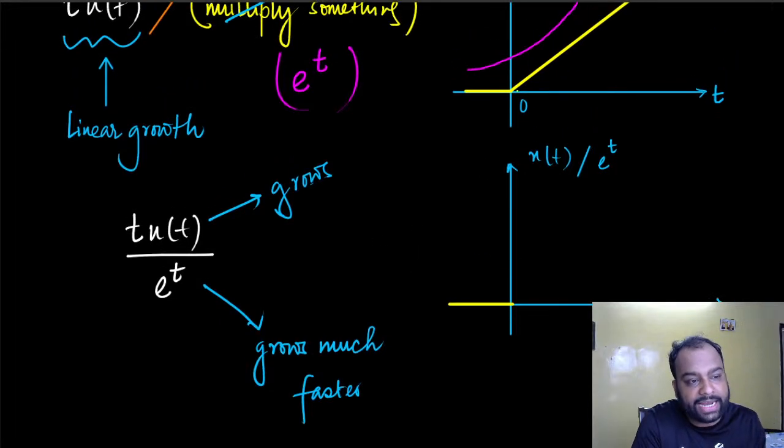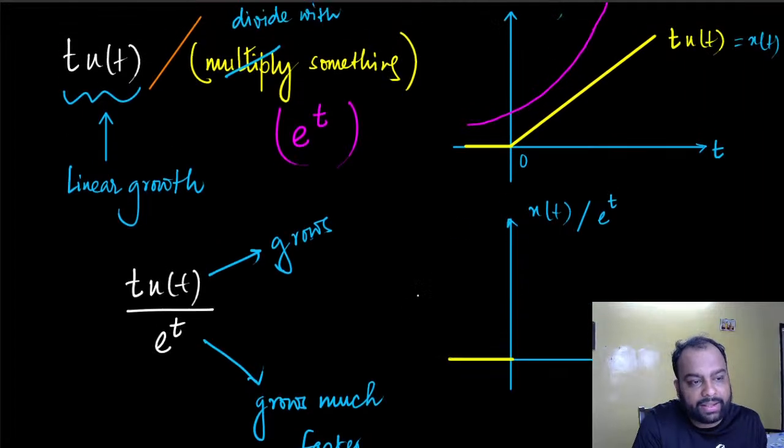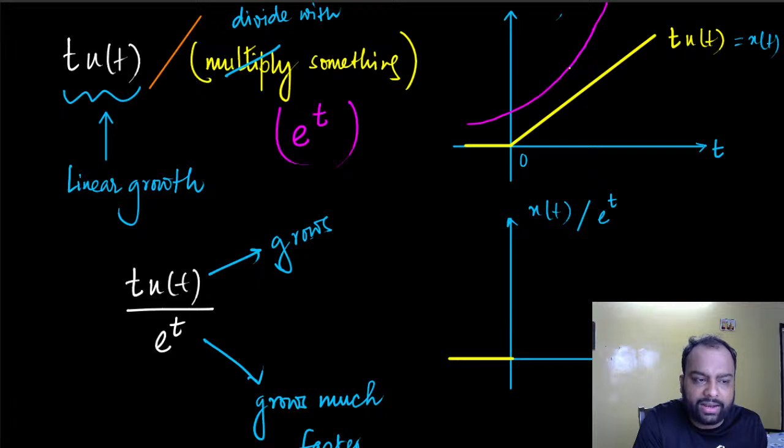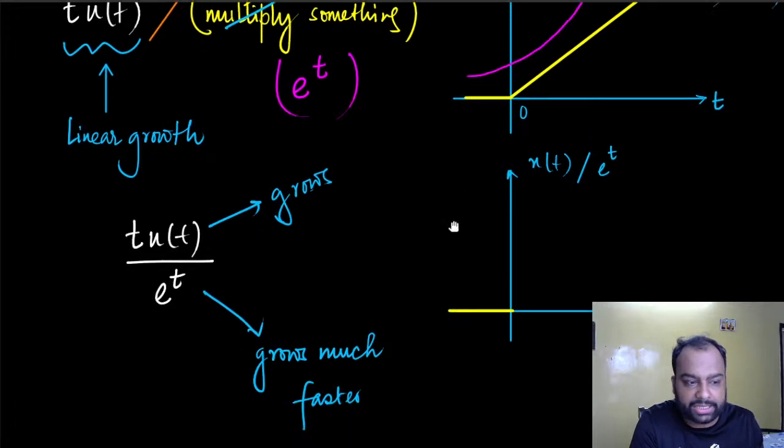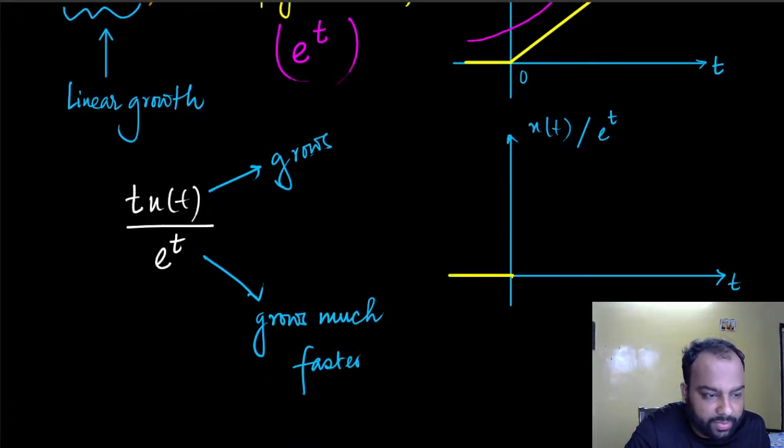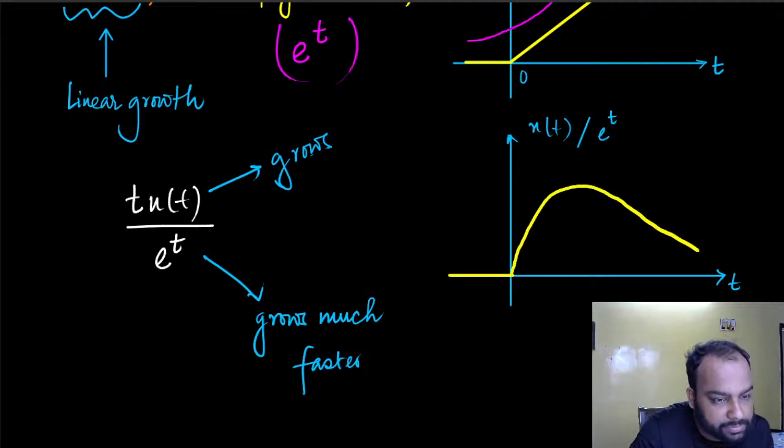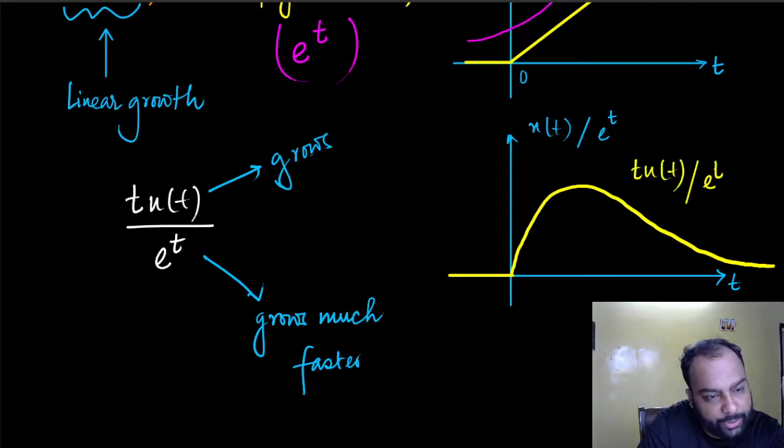So initially the value would be 0 at this point, but initially the denominator would be comparatively small, and then the denominator is going to become larger and larger, and this will be kind of the signal we are talking about. So this is essentially the plot of TUT divided by e to the power t, right?